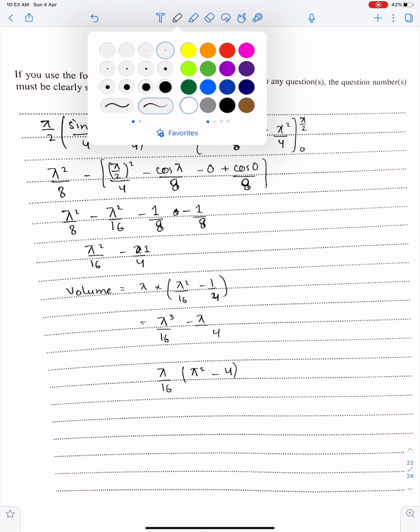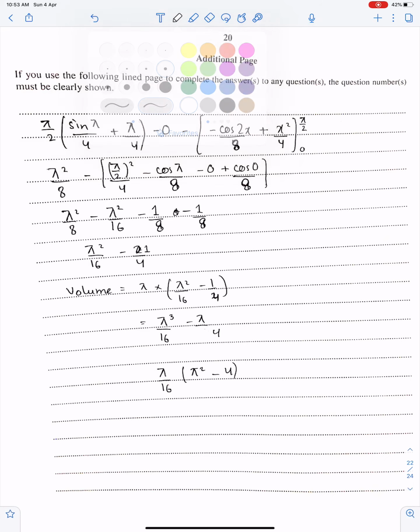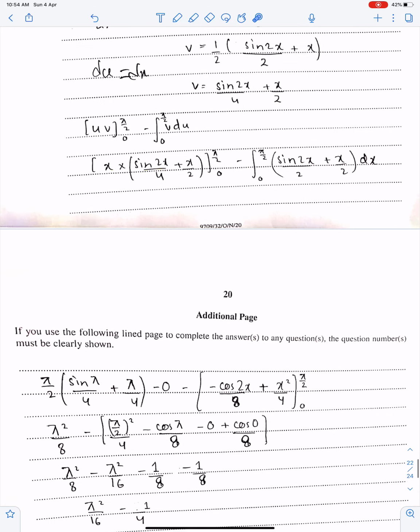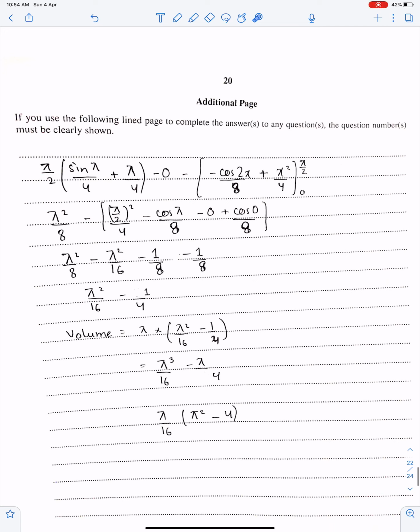If you wouldn't convert cos square x through the double angle formula, then you would have to use by parts twice here. But this student is very smart. She converted this through the double angle formula and converted the power 2 into power 1 and then used by parts just once. That's the final answer.